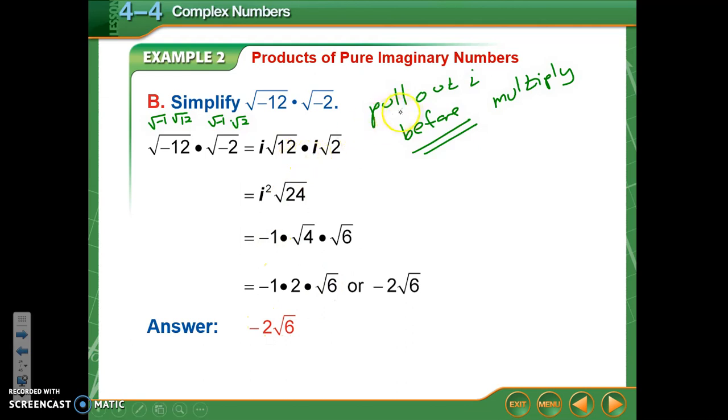Super important to pull out the i's first, because if you don't, if you just multiply these, you would say, well, -12 times -2 is +24. So this is the square root of 24. And you would miss this negative that belongs out in front. Because the problem is that both of these represent imaginary numbers. So that's why we have to rewrite them as imaginary numbers before we multiply. Otherwise, we lose that negative. So you have to do that.